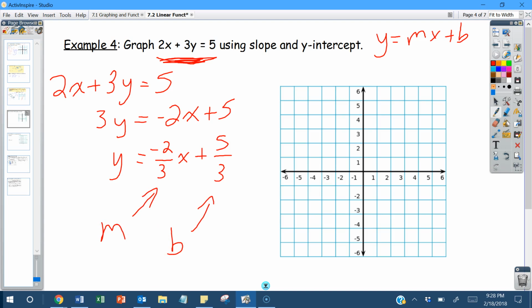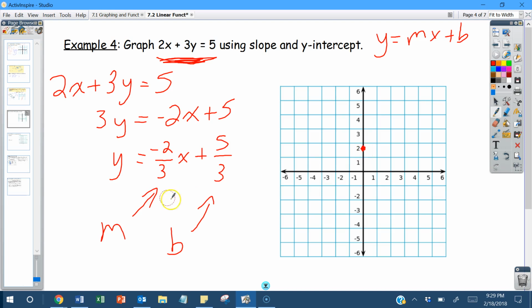So that didn't take a whole lot of work, but once I get y by itself, the slope-intercept form kind of pops out. So whatever number is attached to the x is the slope. Whatever constant is in the equation is the y-intercept. So I can start graphing this by graphing 5 over 3. It's not going to be very easy because it's not clearly on the grid, but 5 over 3 is a little bit less than 2. It's right around here somewhere.